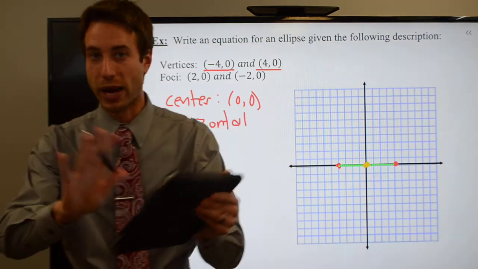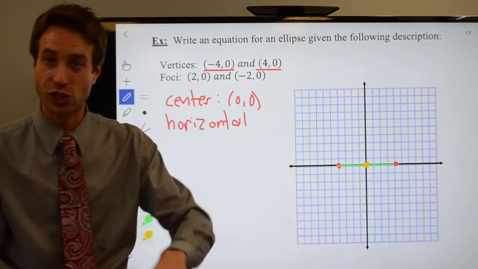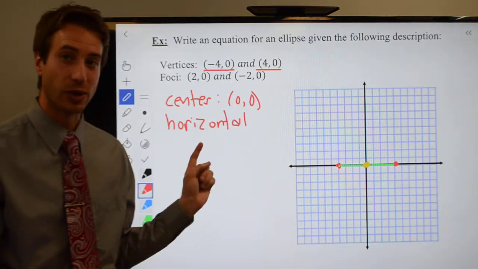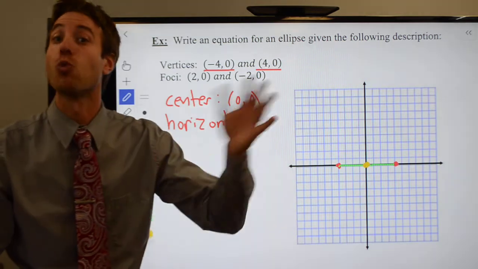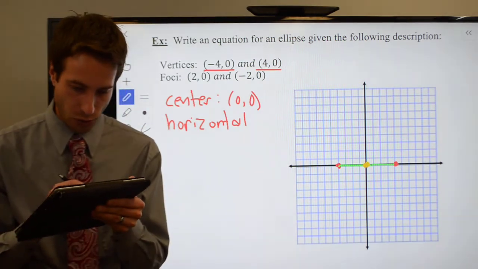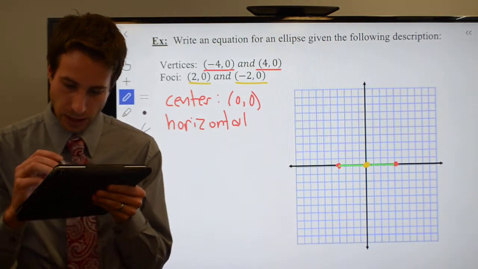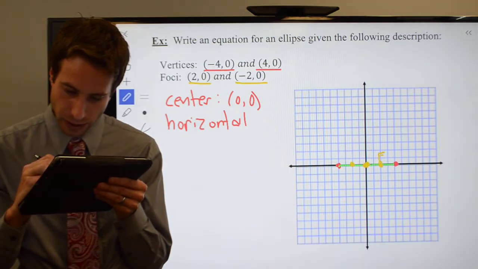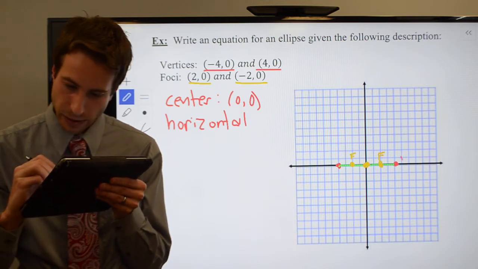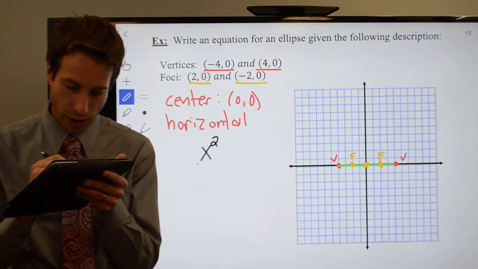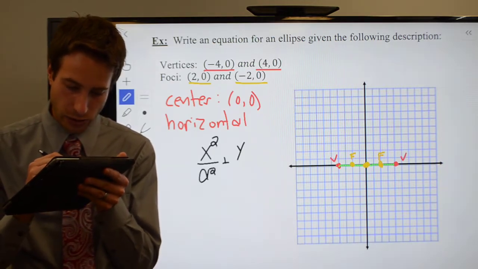Right away, just that tells me which equation or formula I need to use off of my formula sheet. Since it's horizontal, 0, 0, I need the one that's x squared over a squared plus y squared over b squared. And then my foci, because they're there, we might as well throw them in here. That's going to be a focus right there and a focus right there. So there's a focus, there's my other focus, that's a vertex, there's my other vertex. And like we said, we already know which equation we need: x squared over a squared plus y squared over b squared is equal to 1.